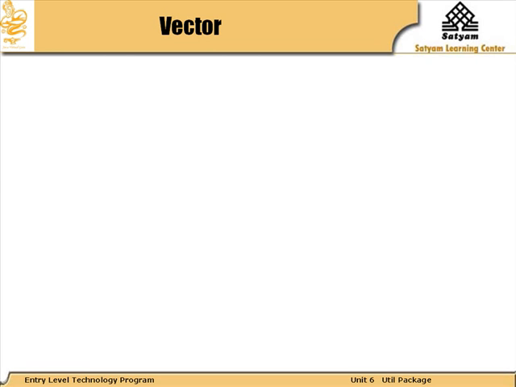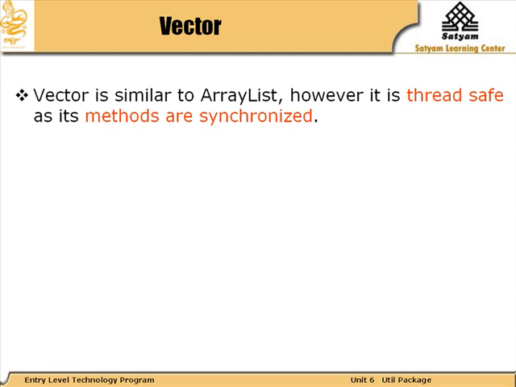Vector class. Vector is similar to ArrayList. However, it is thread safe and its methods are synchronized. It is advisable to use Vector objects only when we are dealing with multi-threaded applications. For example, if I have a collection which is used by more than one thread and I intend to keep the collection thread safe, then I can create the collection as a Vector.